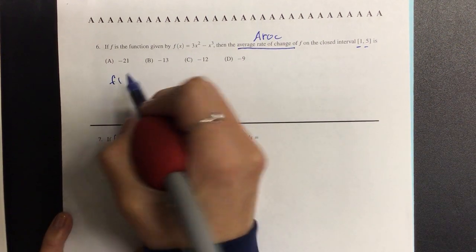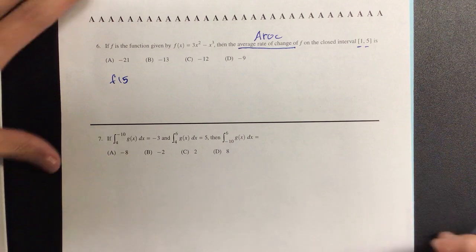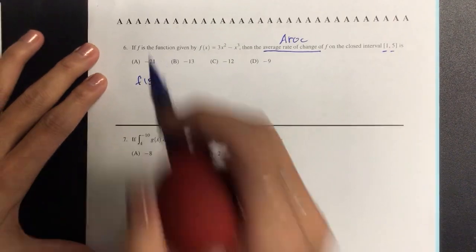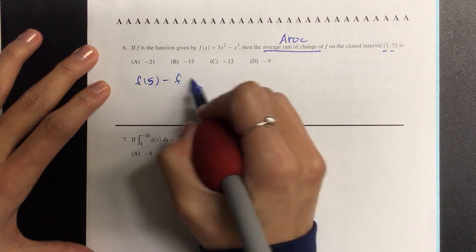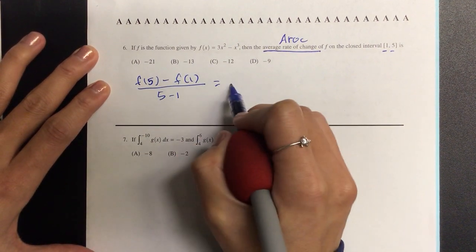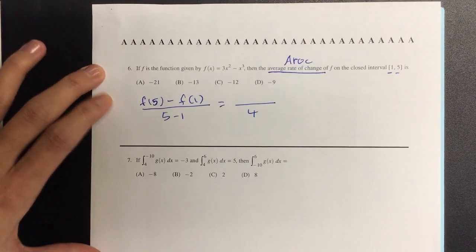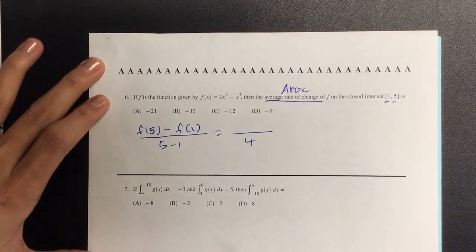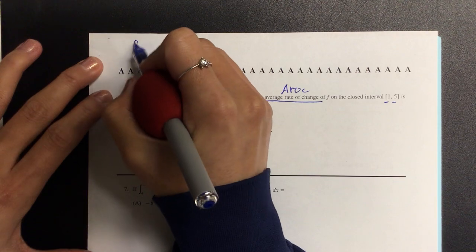So we have f of 5 minus f of 1, all over 5 minus 1. Let's do the bottom first, which is 4. For f of 5 and f of 1, let's do the work on the side. I'm going to do it right here.